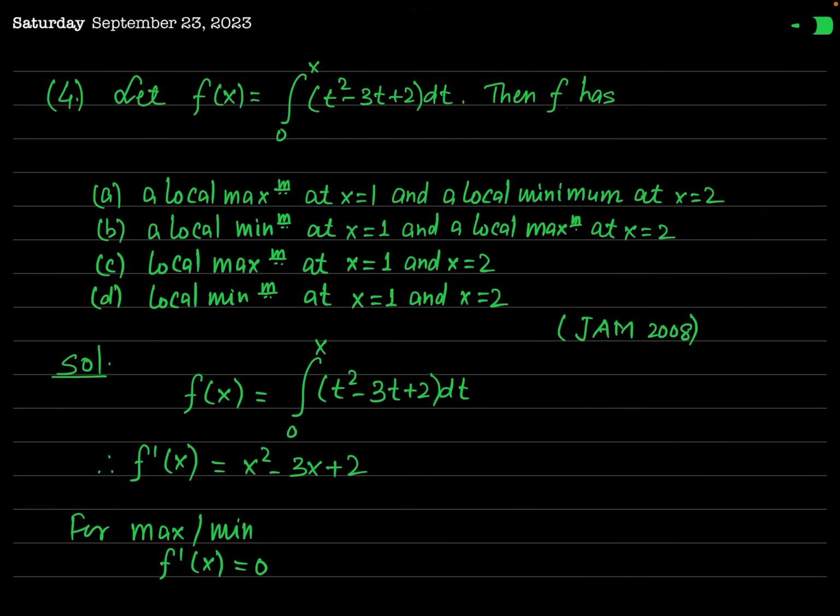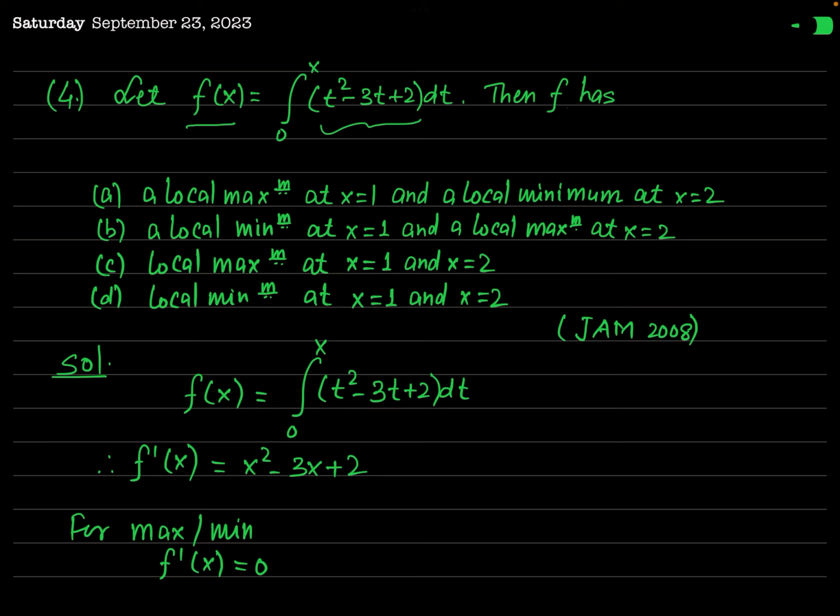Now see the fourth problem, which is actually the last problem of this lecture. This is also like the previous 3 problems. Here our function is f of x equal to the integral from 0 to x of t square minus 3t dt. Then f has, there are 4 options and you have to select the correct option.